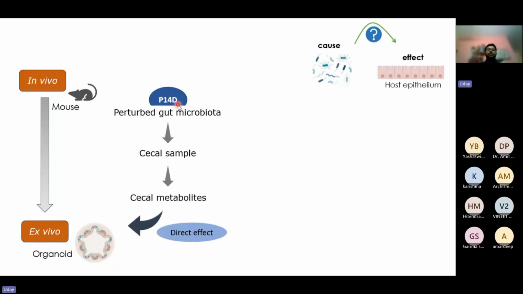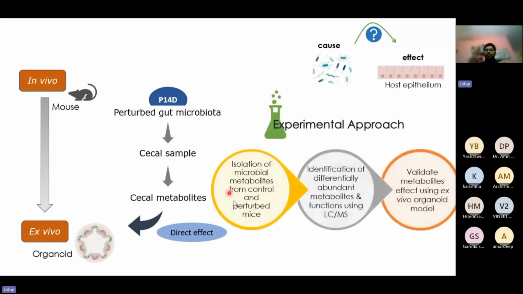So for that, our extended plan was we have a part of that microbiota at postnatal 14 days. So we collected their cecal samples. Here we have the cecal metabolites, and we treated the organoid with them to see whether this metabolite has any direct effect on epithelial proliferation or differentiation. So in our experimental approach, we isolated the microbial metabolites from two groups, that is the control and the treated mice. First, we characterized the microbial metabolites using LCMS, and then we validated the metabolite function using an ex vivo organoid model.